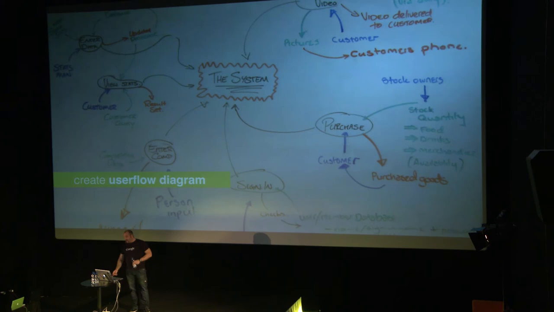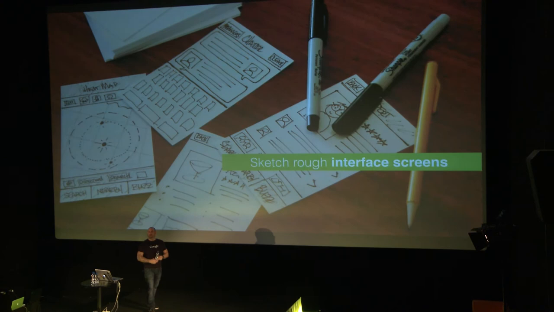Then comes the cool part. We create some rough interfaces. The reason why you create rough interfaces with, for instance, a piece of paper is that it gives you a good understanding of how many pages the application should be showing. So you probably know how much it's going to take in terms of money and time to create the application.